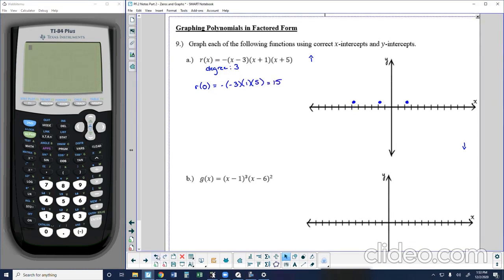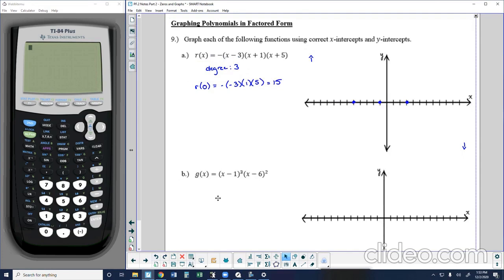Notice that my y-axis is not labeled here, so I'm just going to put a point on my graph and label this y-axis as 15. And now I can sketch my curve. So from -5, it's going to end up going up. Between -5 and -1, it's going to come down, and then it has to turn back around. Now, we're not exactly finding those relative maximum or minimum points. We're just graphing it using the correct x-intercepts and y-intercepts and making sure we have the right end behavior.